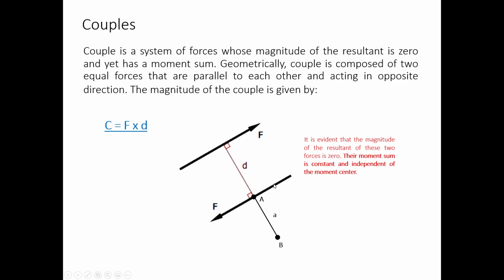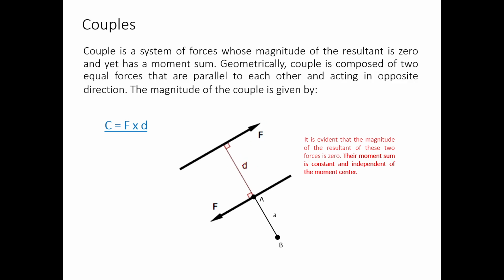Okay, so let's go to couples, and this one is just an extra topic. It's the same concept as your moment, but the idea of couples is that you have two forces that are equal, meaning they create the same magnitude for the moment. And thus, since they have equal amounts of forces and they are creating the same moments, the resultant moment from the center is equal to 0.